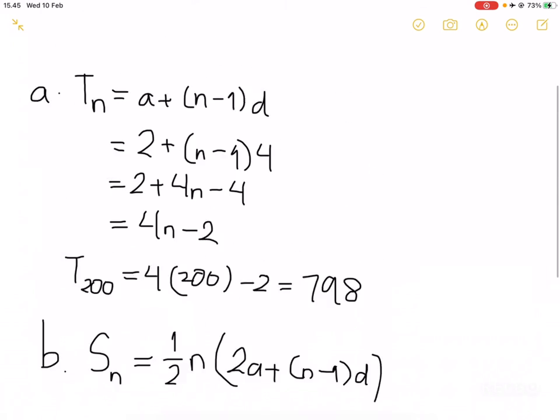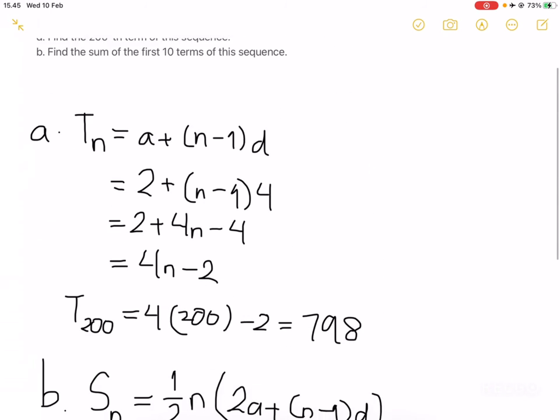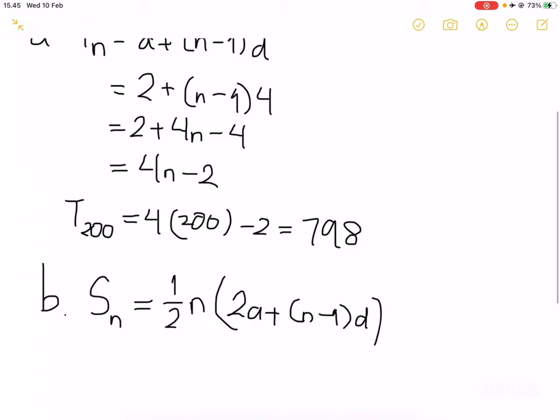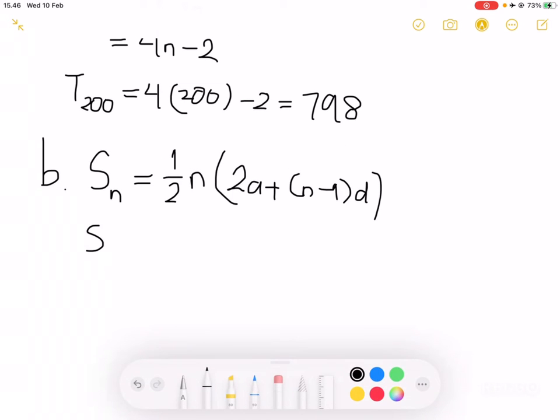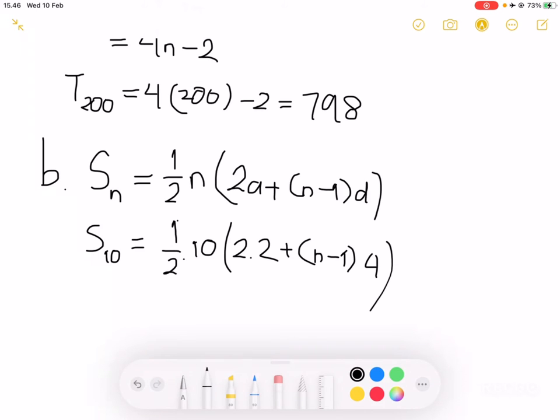But in this case I want to save time for this. So we know A equals 2, D equals 4, and n equals 10 for this question. So S of 10, the sum of the first 10 terms, is just a half times 10 times 2 times 2, A is 2 before, plus n minus 1 times 4. And I should have written 10 inside the n.